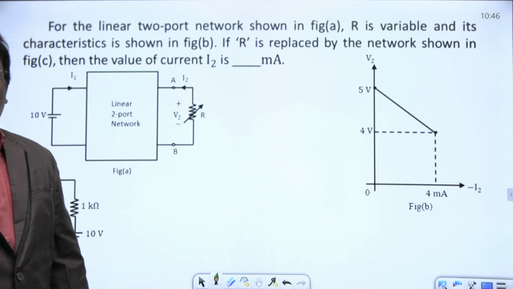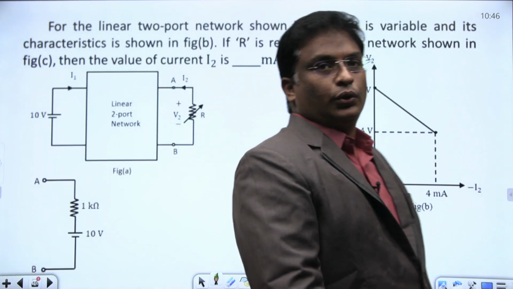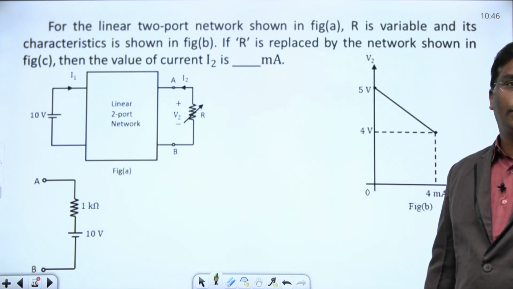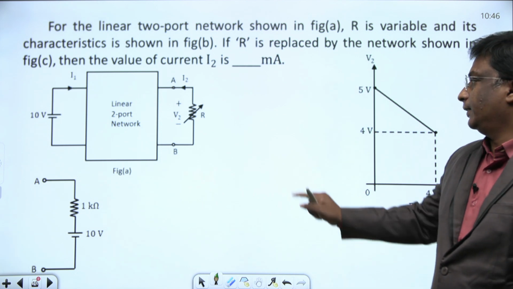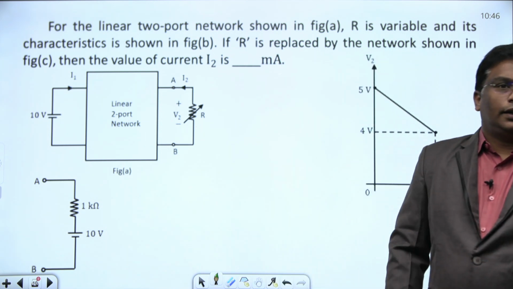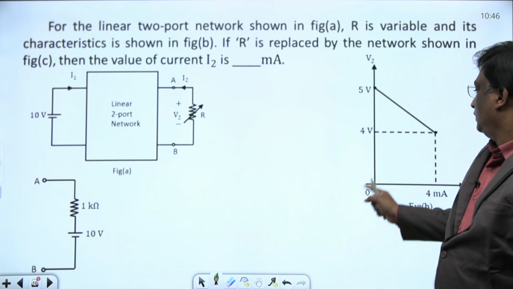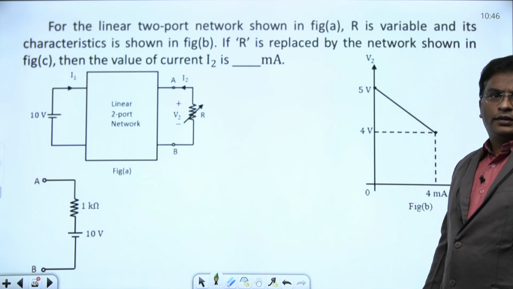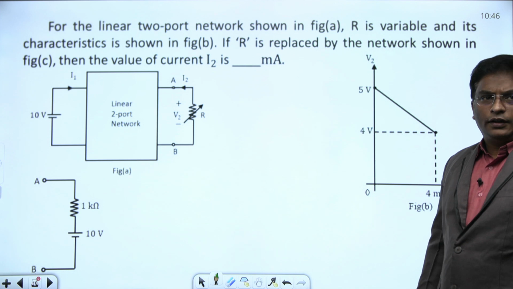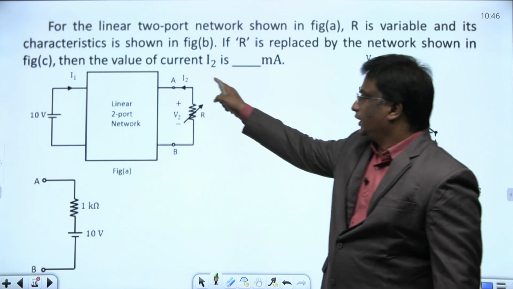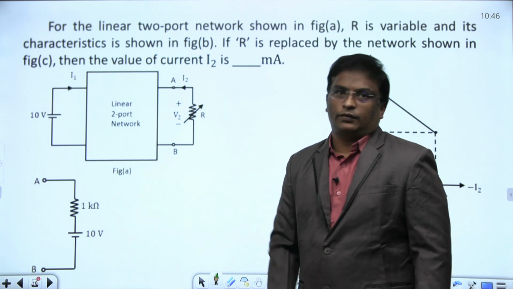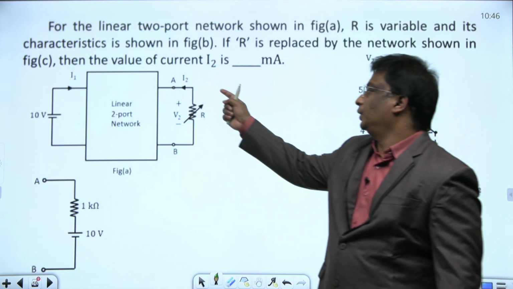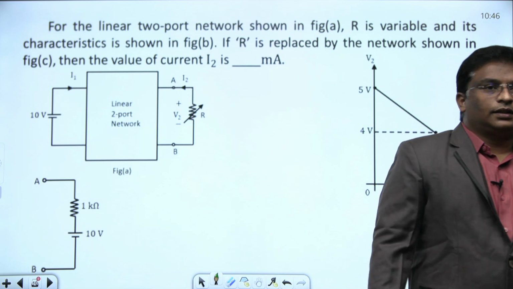Okay. Next question. Notice this question here. For the linear network shown in figure A, R is variable, and its characteristics are shown in figure B. If this entire resistor is replaced by this network shown in figure C, then what is the value of current I2? That's what they're asking.